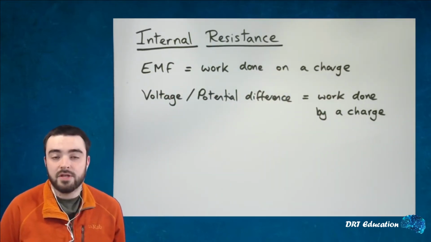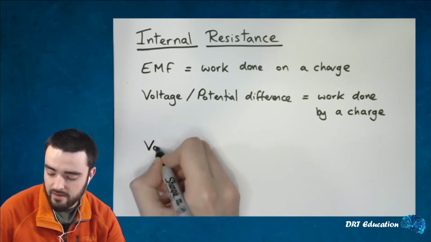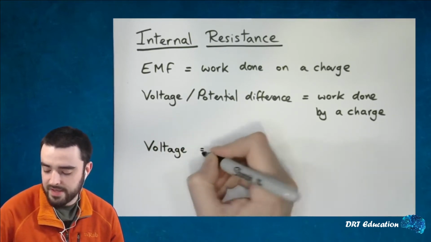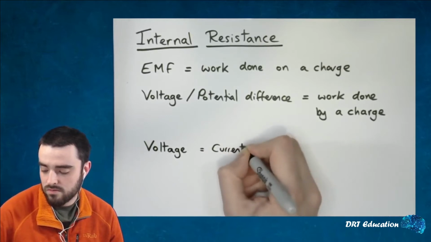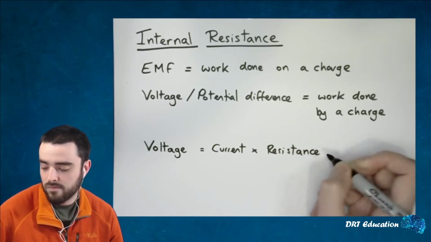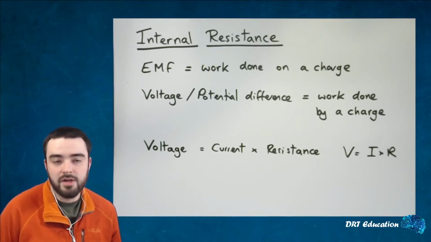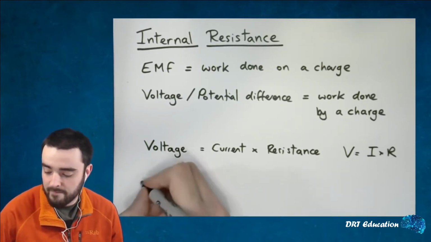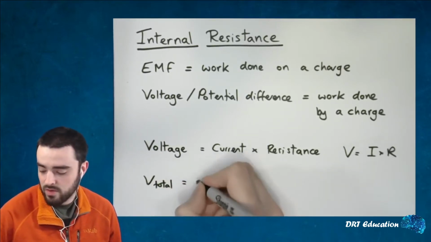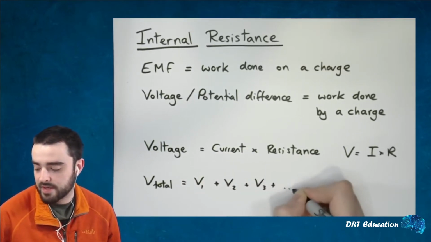A key equation that you need to remember is Ohm's law, so that the voltage is equal to the current multiplied by the resistance. So V is equal to I times R. And the other one is Kirchhoff's second law, that V total, so the total voltage, is equal to V1 plus V2 plus V3 plus etc.